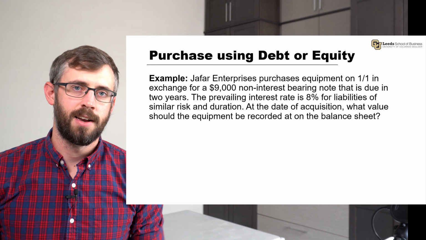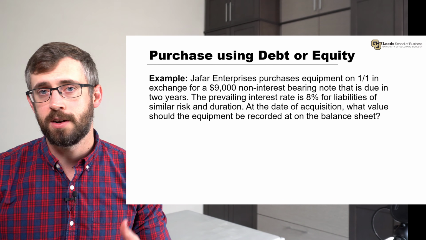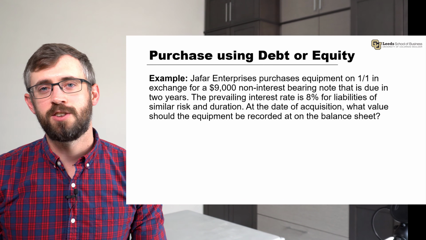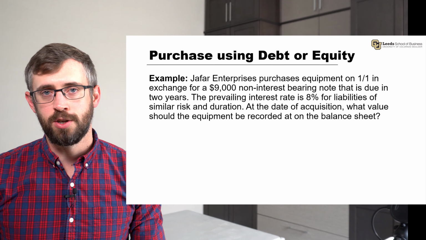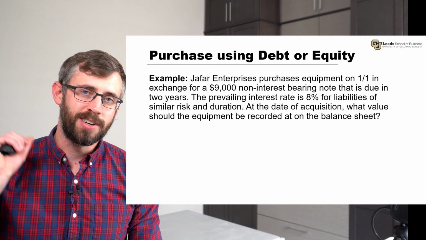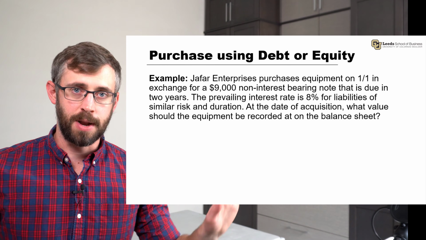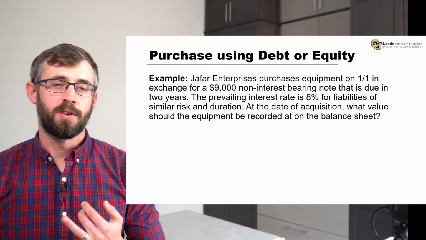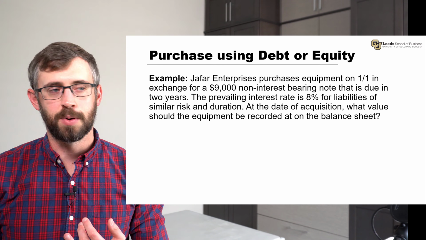So let's take a look at a quick example here. Let's say Jafar Enterprises purchases a piece of equipment on January 1st in exchange for a $9,000 non-interest bearing note that is due in 2 years. So they're saying, look, I will pay you $9,000 2 years from now. In between there, I'm not paying you a cent. The prevailing interest rate on similar liabilities is 8%.